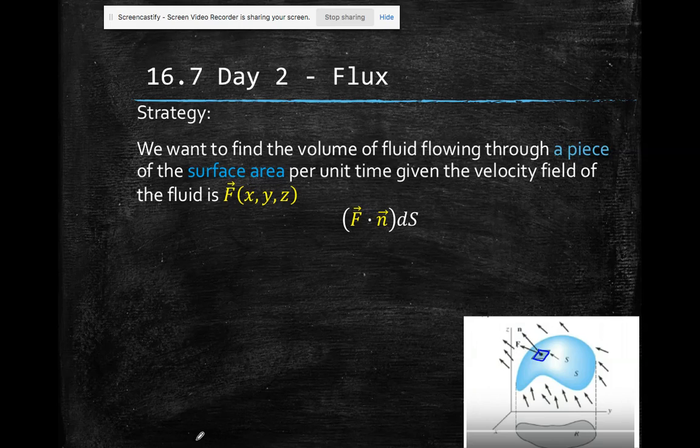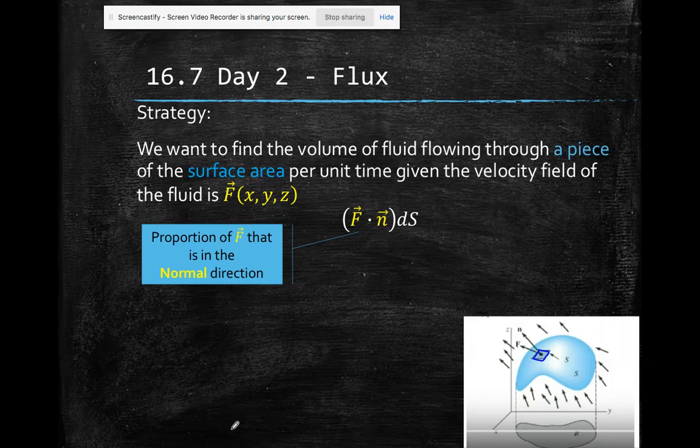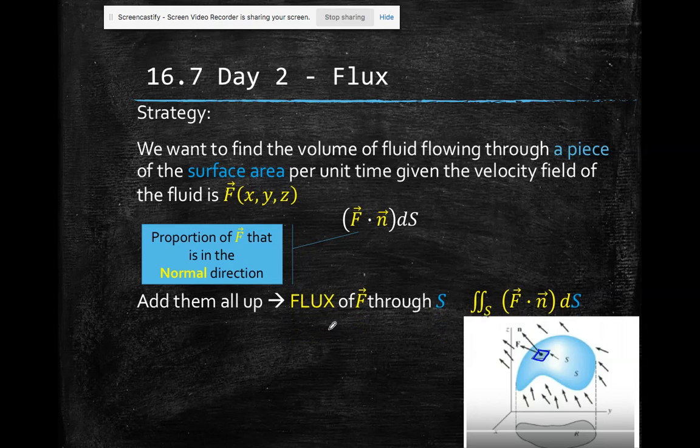normal direction. And of course, if I can do that at one point, I can do that at a bunch of points, and I will sum them all up. If I add them all up, I have the flux of my vector field through the surface. Sum up all of those proportions.